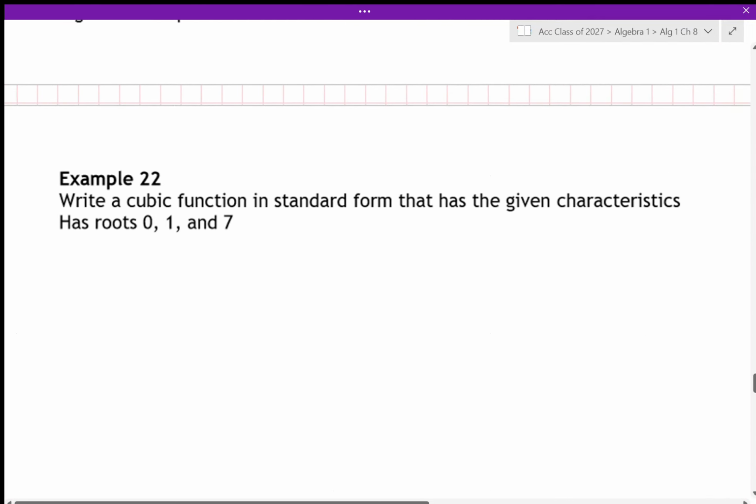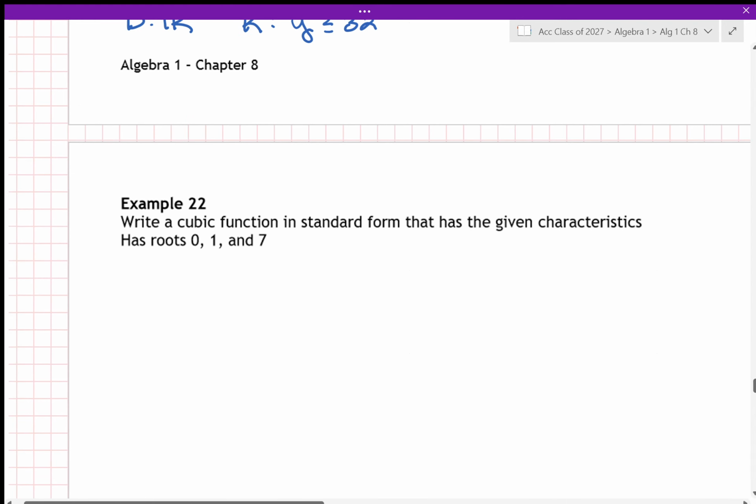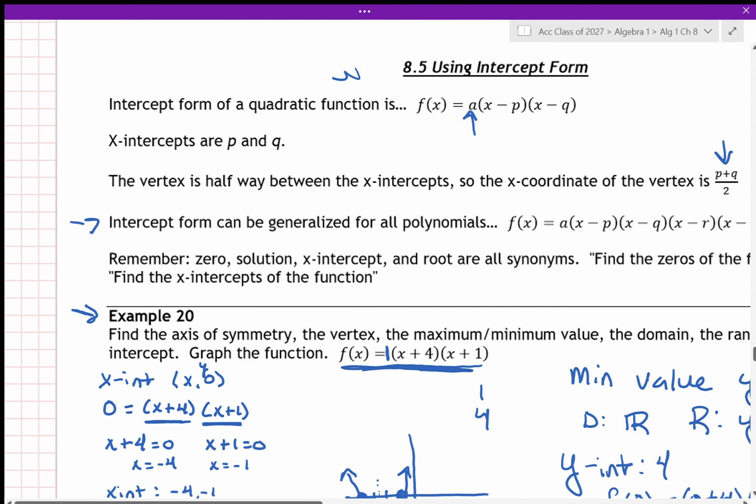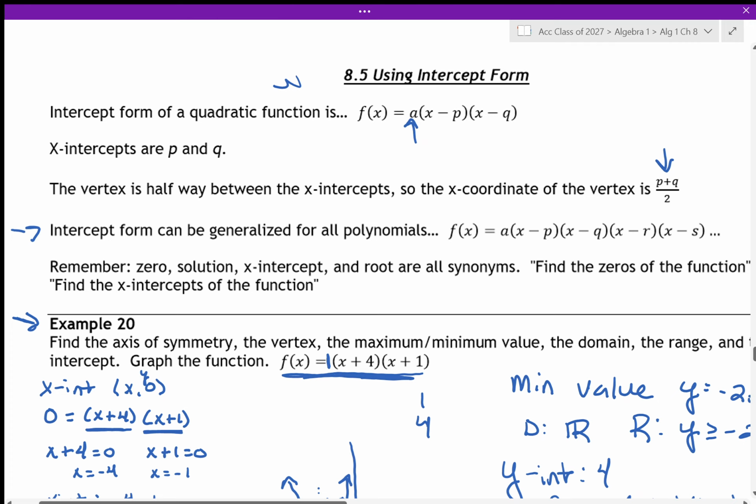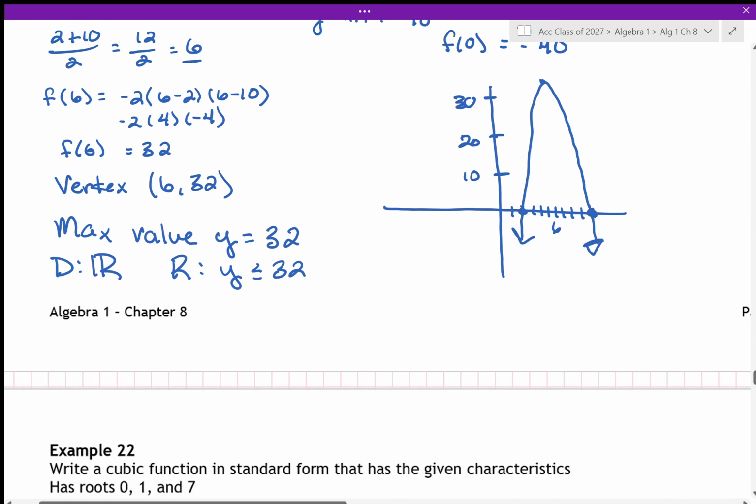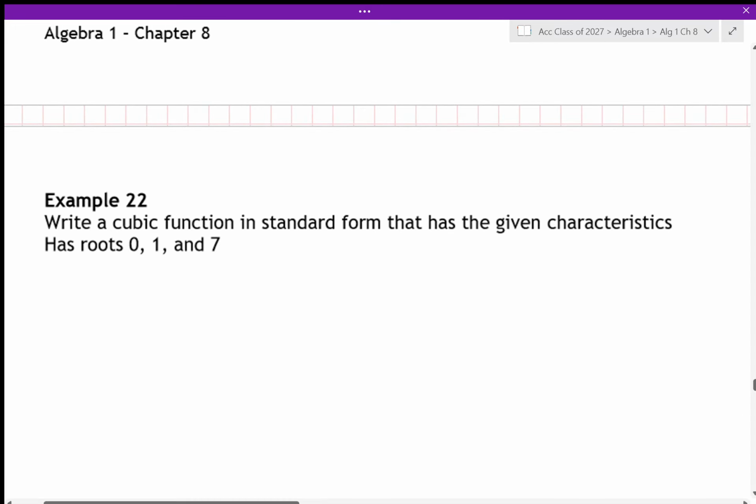All right, now we shift gears a little bit, and this is going to be referencing the bottom part here. Where is it? Oh, right here. Intercept form can be generalized for all polynomials. So we have the a value out front still, and then we have 2 sets of parentheses for quadratics. For a cubic, we're going to have 3, and for one with 4, we'd have 4 or 5 or 6. Down here, on our next page on 22, we're doing cubics. We're going to have 3 sets of parentheses.